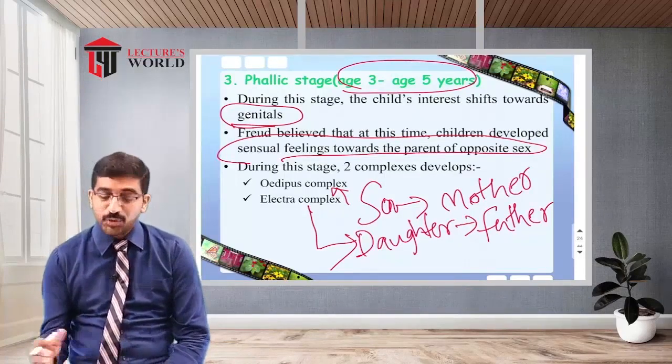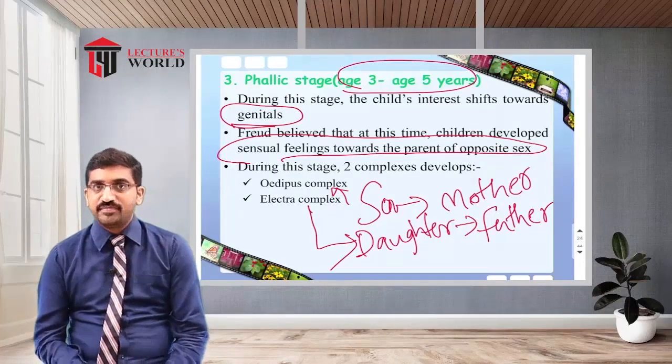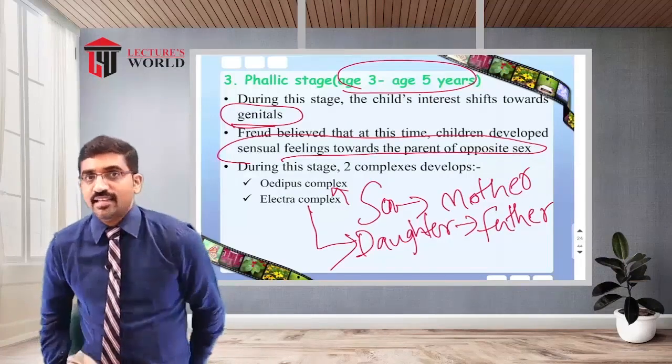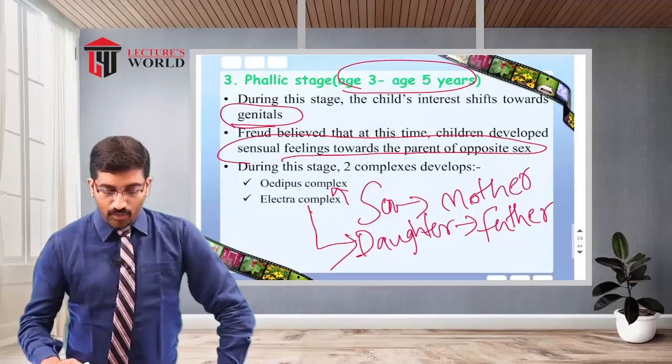That is why this is a universal truth. Every son loves their mother more than their father. It is not always like that, but generally we see such things. So this is Oedipus complex and Electra complex. I'll just give a brief about Oedipus complex.